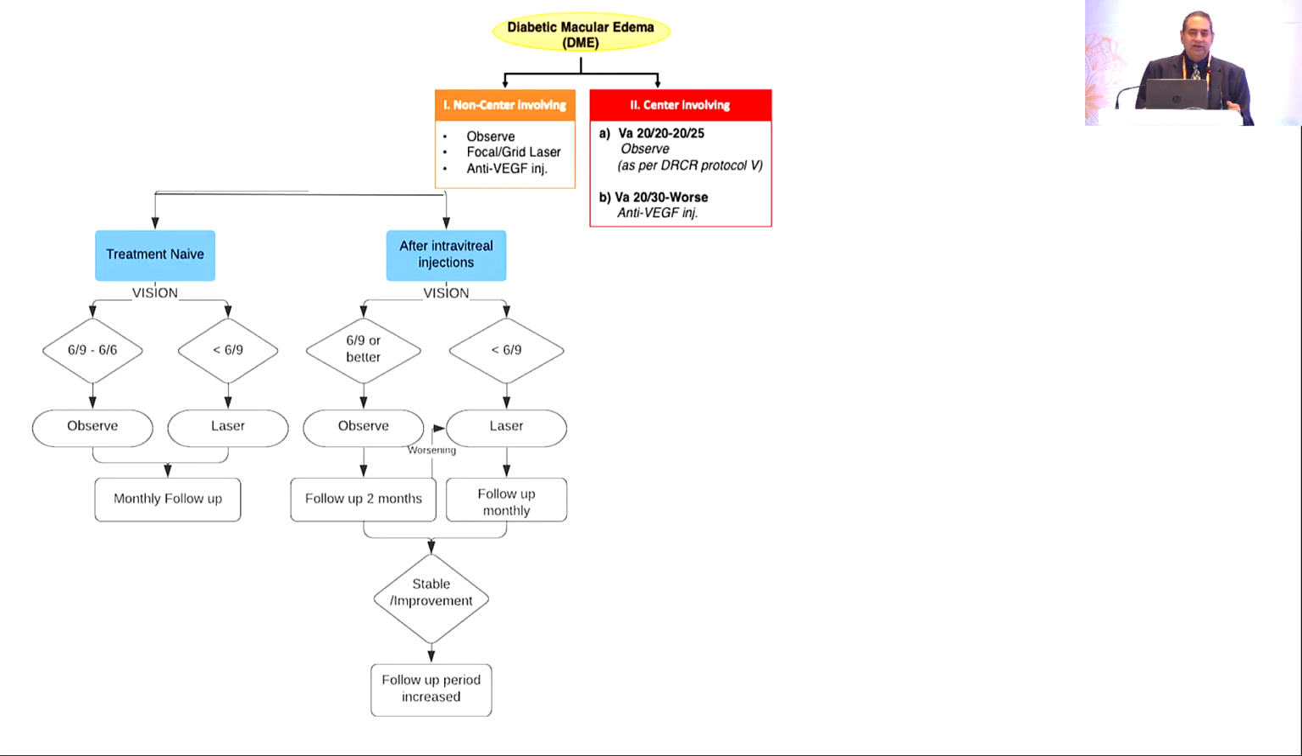If vision is low, the ETDRS guidelines still play a role. You can do laser and a monthly follow-up. Sometimes it may start as center involving and on follow-up it becomes non-center involving. In these cases, if vision is good, you can observe, and if it is poor, you can go ahead with laser and monthly follow-ups.